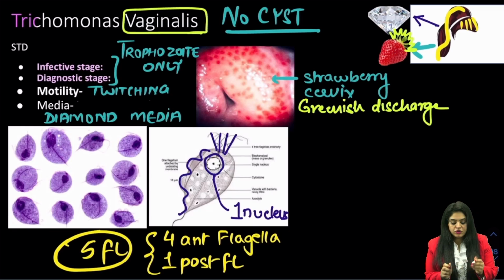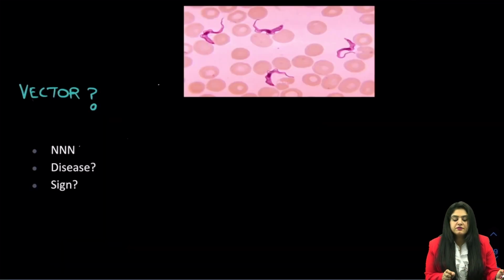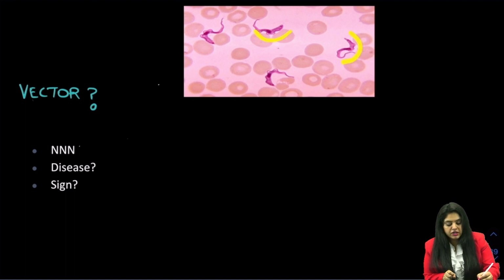So done with the 2 flagella. What am I going to show you next? Can you identify this organism? This organism over here is identified by its C shape in the blood. What is this C shape? Yes, you guys have guessed it right. This is a case of Trypanosoma cruzi.